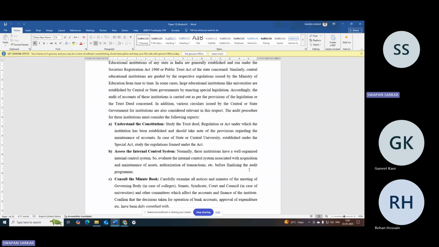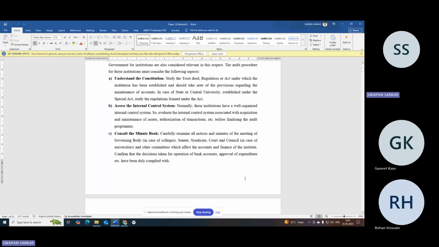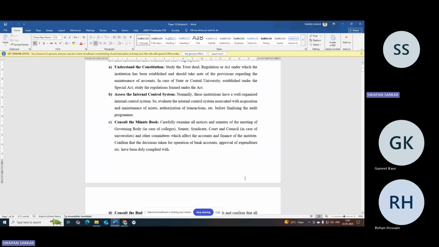Then assess the internal control system. Normally, these institutions have a well-organized internal control system. So, evaluate the internal control system associated with acquisition and maintenance of assets, authorization of transactions, etc., before finalizing the audit program. Then consult the minute book. Carefully examine all the notices and minutes of the meetings of the governing body.